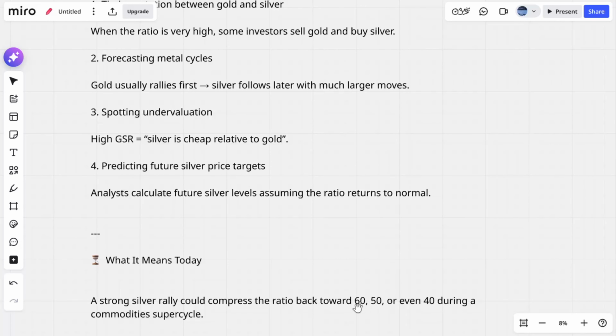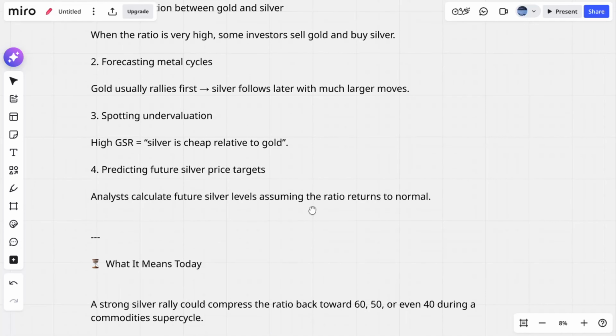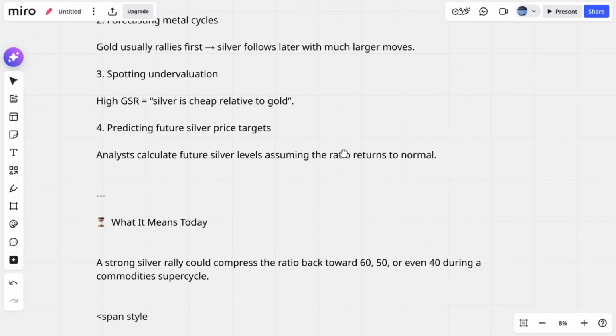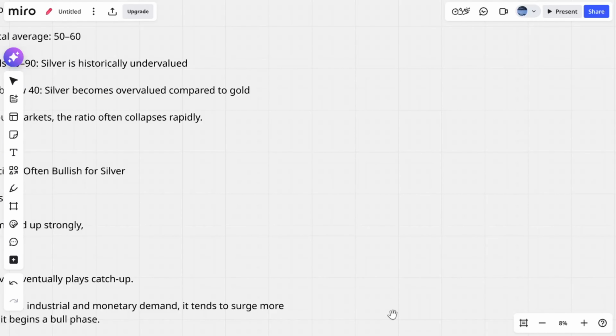Okay, so at the moment, like I showed you, it's 64. It can get compressed to 50 and even 40. It's 64, as I just showed you on the charts here.